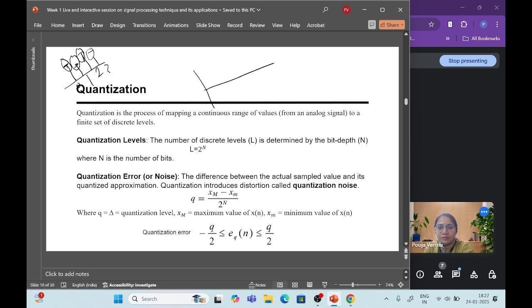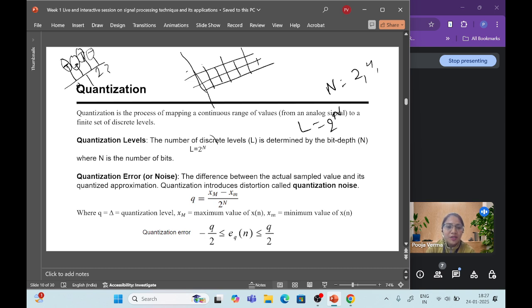So what we are doing: whatever signal we are getting here, we quantize this vertical axis into 2 to the power n number of levels. Okay, quantization levels. So the number of discrete levels is determined by the bit depth. L is equal to 2 to the power n, where n can be 2, 4, any value. Okay, where n is the number of bits, how many bits we want to quantize with. It depends on that. During quantization, some type of error also occurs, that is called quantization error or quantization noise.